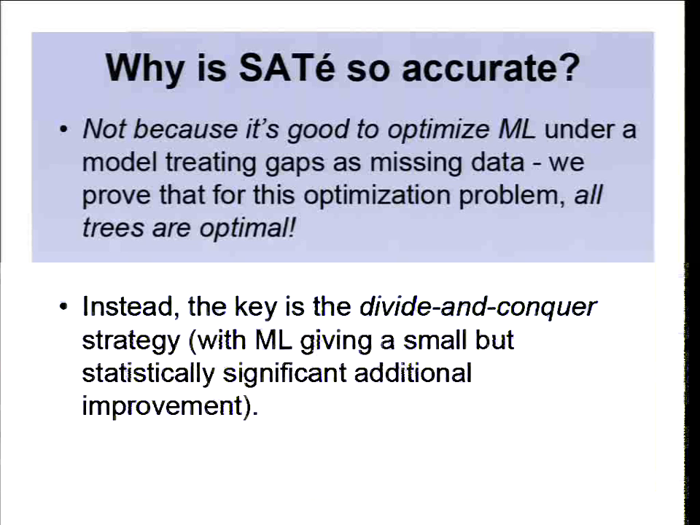So that's a pretty negative result. That says the reason this works has nothing to do with the use of ML, right? Nothing. Because if you really could optimize ML, you get a bad result. And instead, the key is the divide and conquer technique.